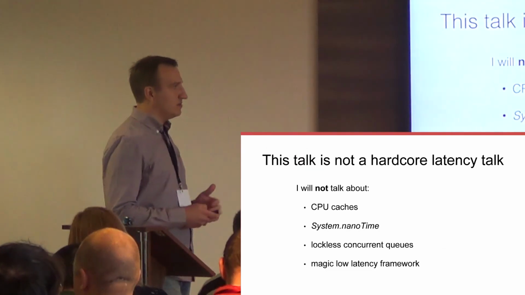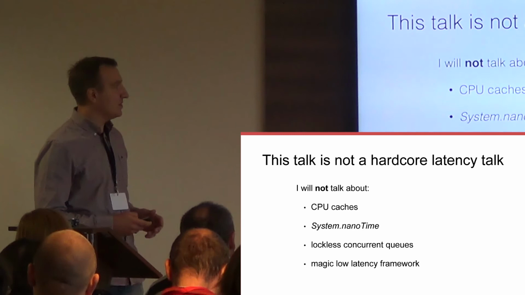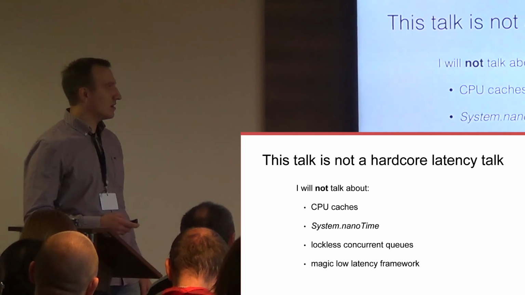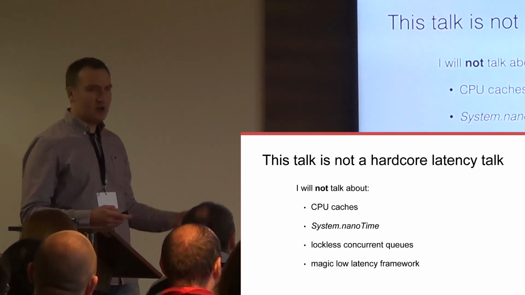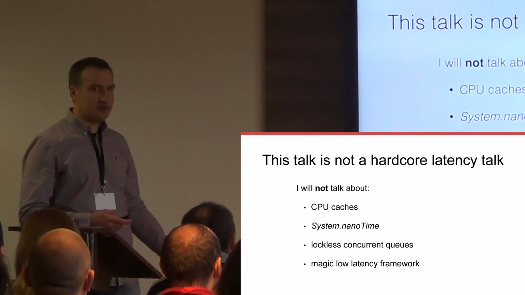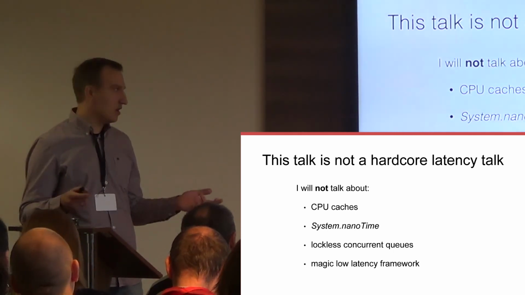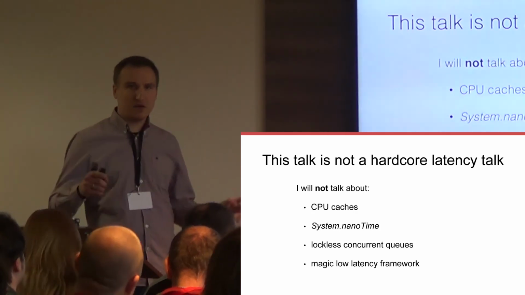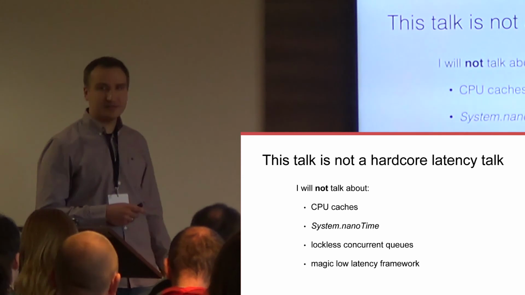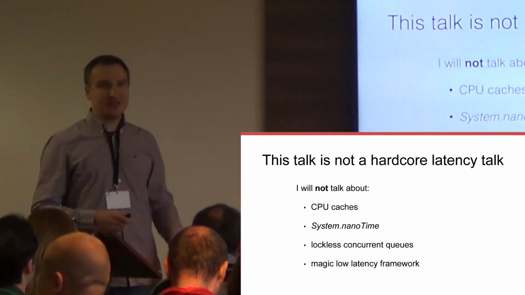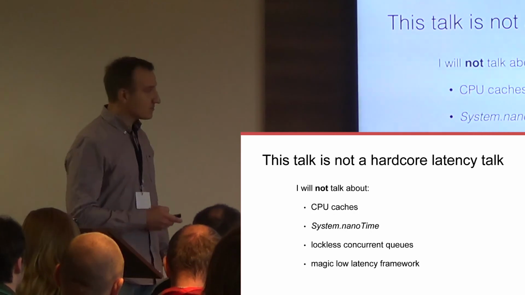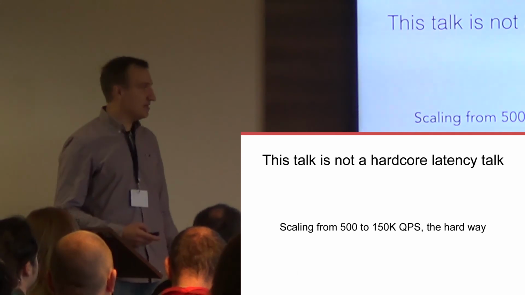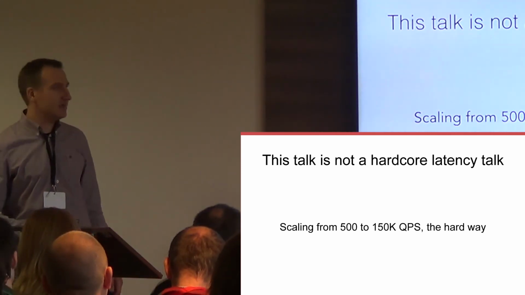First of all, a short disclaimer here, because this talk is not a hardcore latency talk. I'm not going to talk about CPU caches or whether you should use System.nanoTime for measuring your latencies and when not. I'm also not going to talk about concurrent data structures like lockless concurrent queues or any magic low latency framework, right? Instead, I'm going to talk about how we scaled one of our biggest APIs.